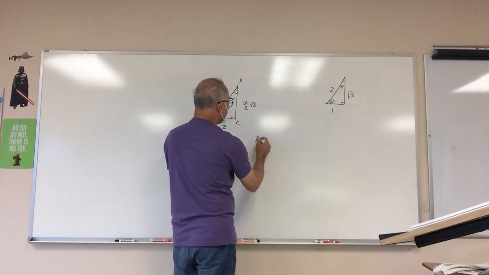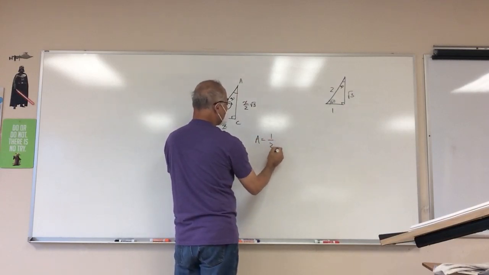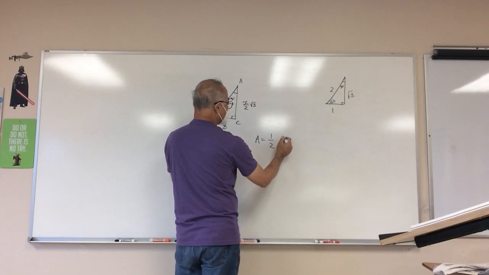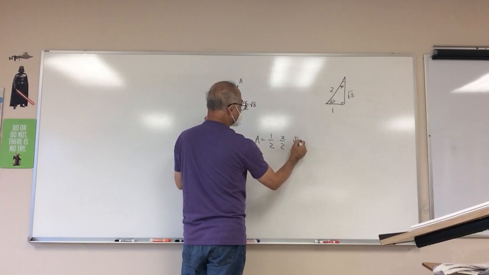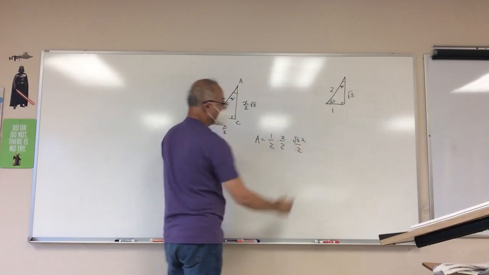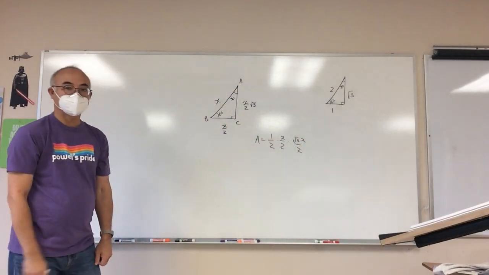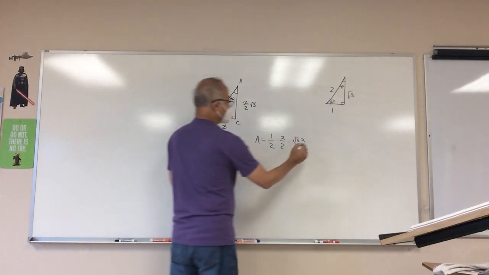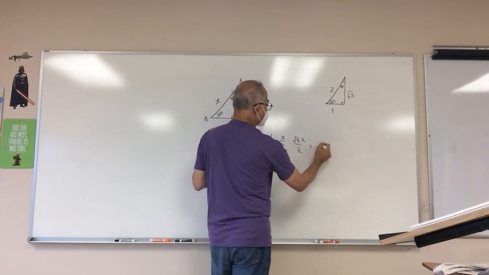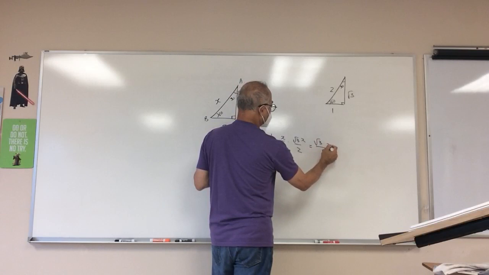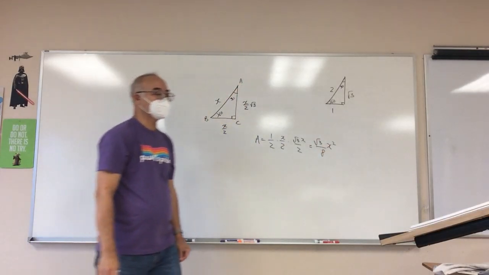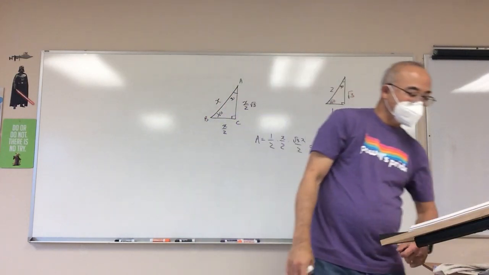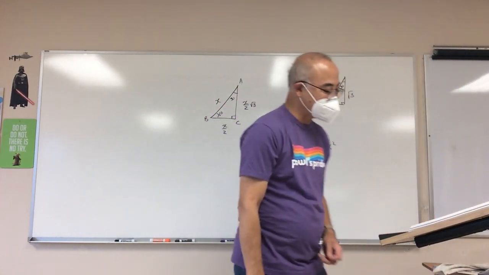So the area of the triangle is 1/2 base times the height. That seems to be the answer. Is there anything that looks like that? Looks like A is the correct answer.